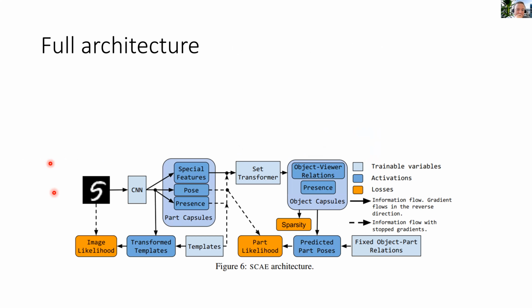I don't see the autoencoder part in this. This just looks like a prediction. Or am I missing something? So the losses. I think the autoencoder probably is reflected in the part likelihoods. I don't really know.